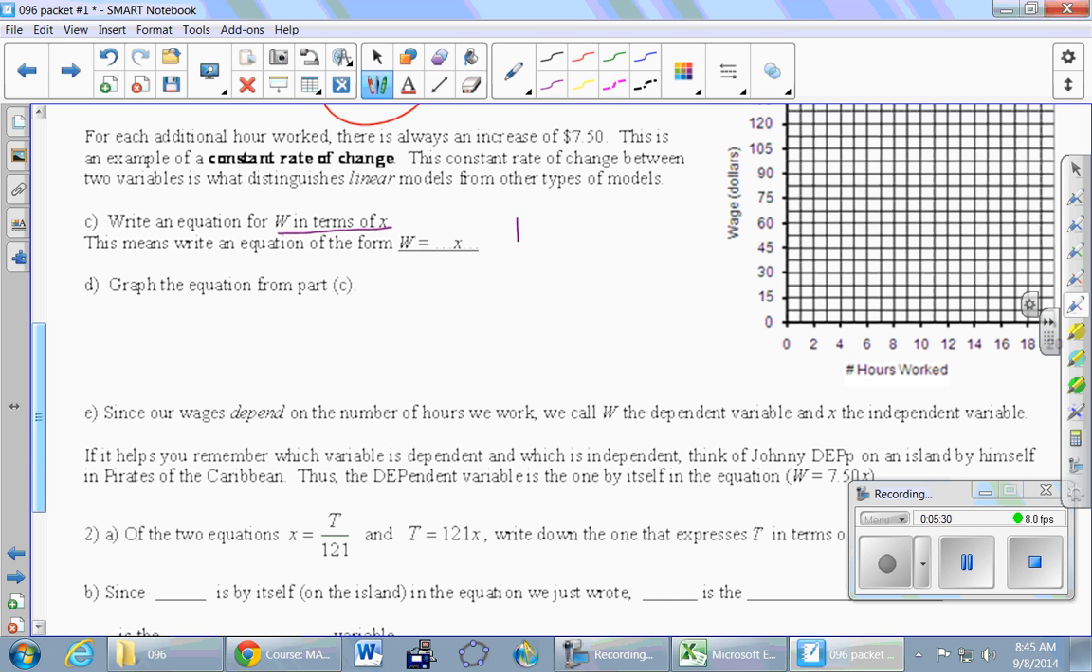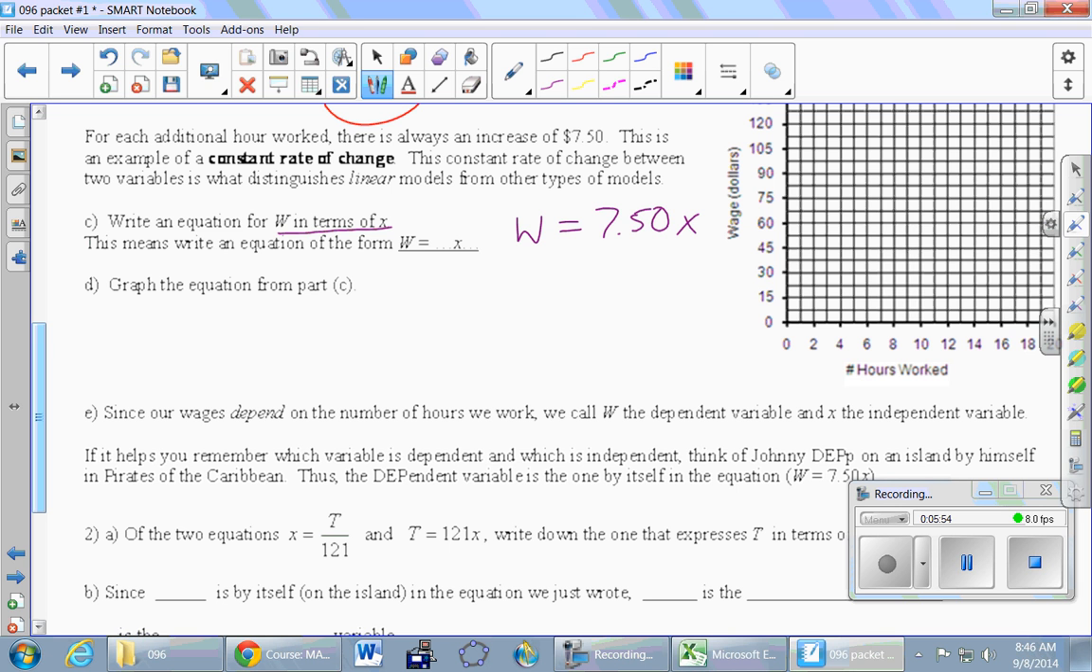So what's the equation here? Well, we better start with W equals. And it's 7.50 times X, right? Isn't that how we found how much money we would have after working X hours? We just multiply the number of hours by 7.50. We could add some tips on at the end if we wanted to.